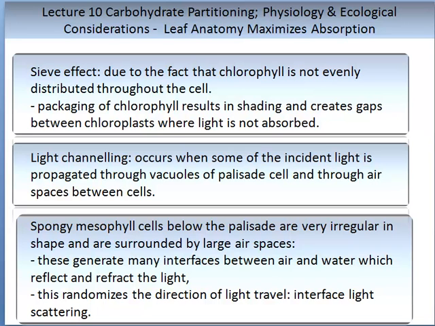The spongy mesophyll cells between the palisade are very irregular in shape and are surrounded by large air spaces. This generates many interfaces between air and water which will reflect and refract the light. This has the consequence of randomizing the direction of light travel, known as interface light scattering.